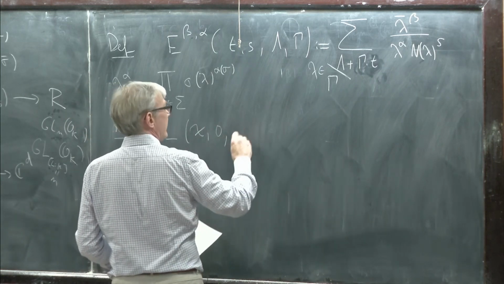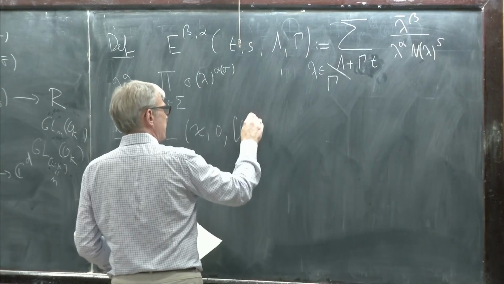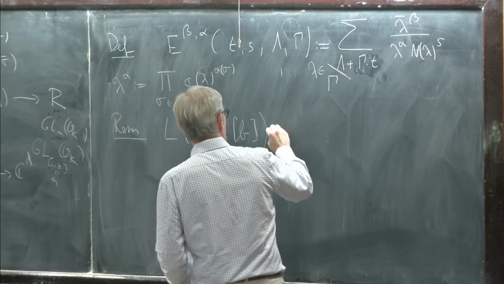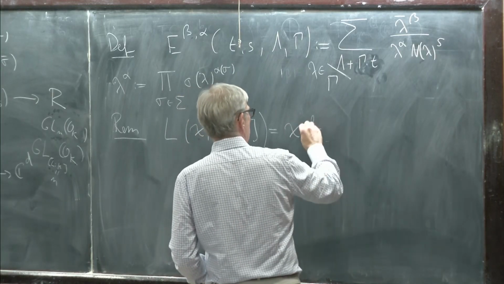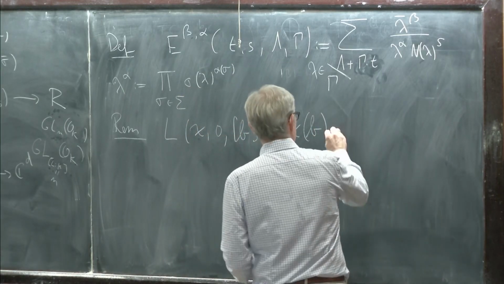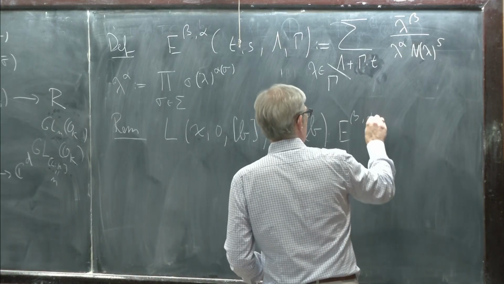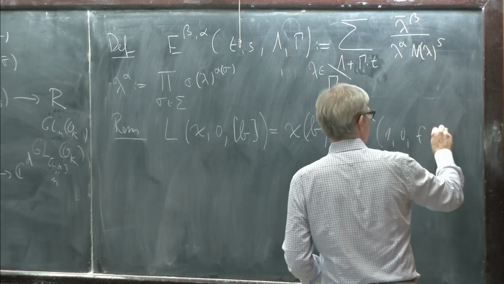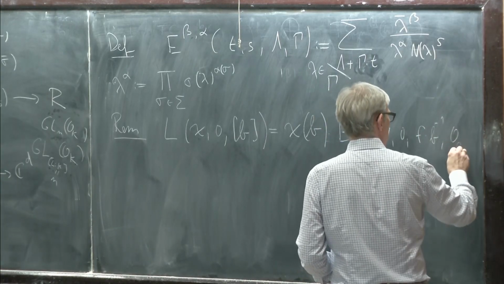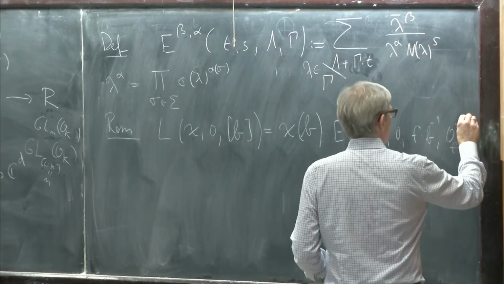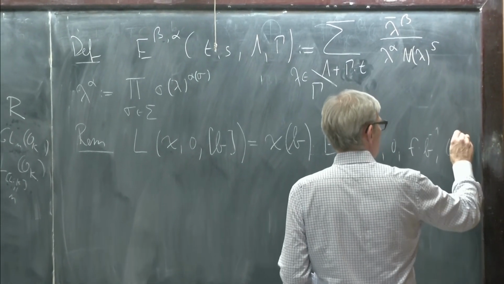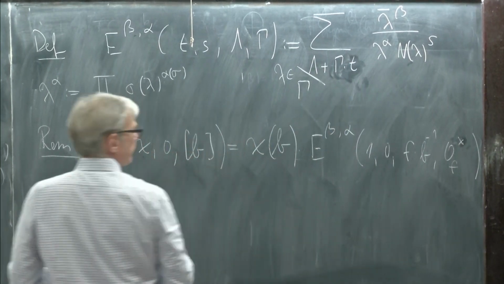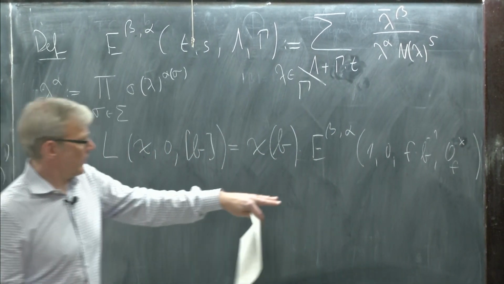So the partial L values related to an ideal B of this Hecke character, you take chi of B times E beta alpha 1, 0, F times B inverse, and here you take the F units, totally positive. I know they're all F units. I have no totally positive here.